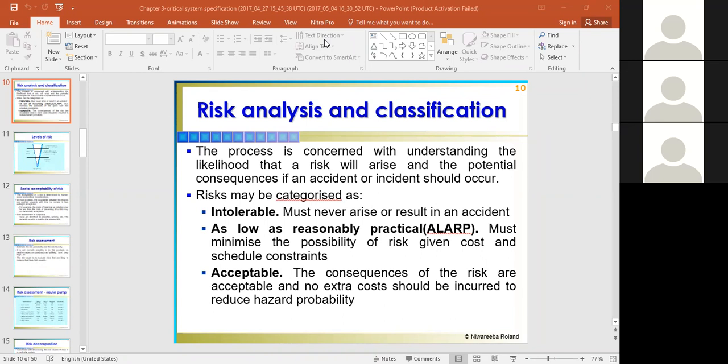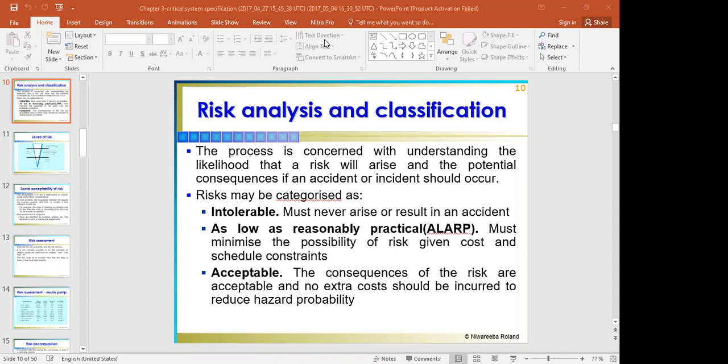An example of an ALARP risk, as low as reasonably practical. Remember our basis for understanding is the insulin pump. That's why I'm giving examples from the insulin pump. So an example is failure of the hardware monitoring system. The worst thing that can happen is a short-term insulin underdose. A short-term insulin underdose is not that bad. It wouldn't lead to a serious accident.